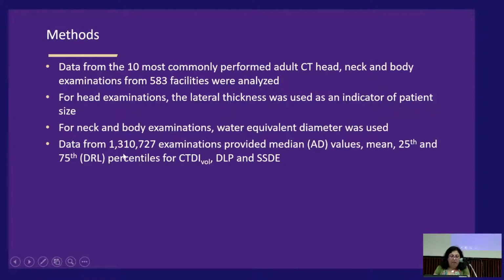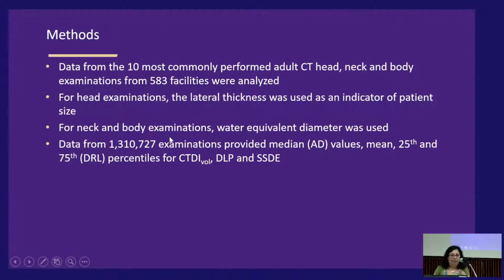So for the adult paper, we used 1.3 million examinations to provide achievable dose, mean, 25th, and 75th percentile for CTDIvol, DLP, and SSDE. Just the fact that we use 1.3 million exams gives you so much confidence that the data is so robust. The statistics is so robust that the numbers that the DIR came out with are very good data because of the number of exams we took into account.